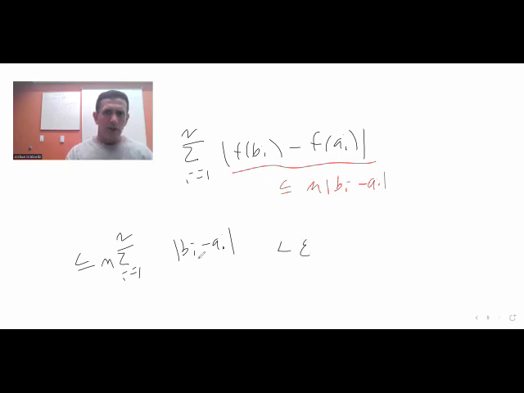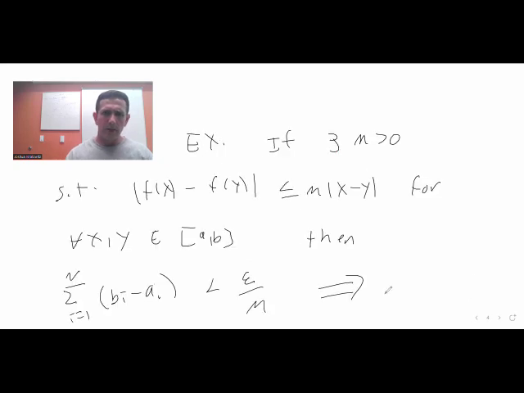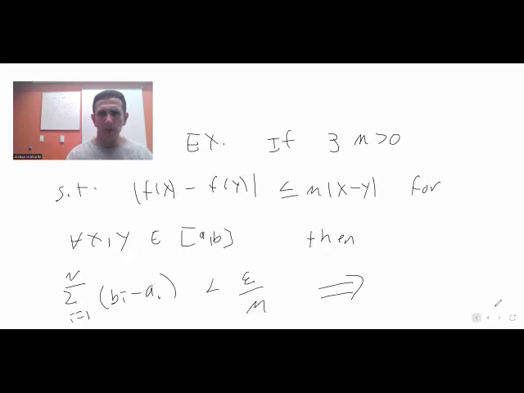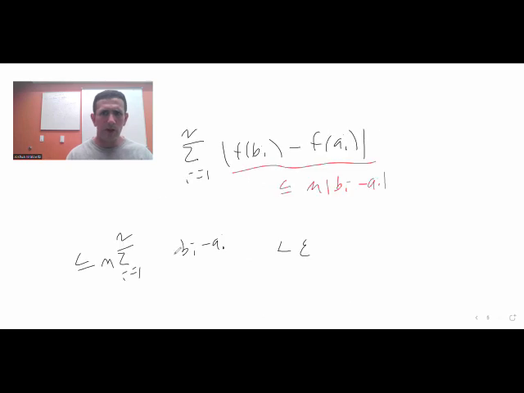And that's less than epsilon because this sum here is less than epsilon over m. So yes, you don't need absolute values. I mean, you do. Just from Lipschitz, you have absolute value, but because these are intervals, b_i is bigger or equal to a_i.